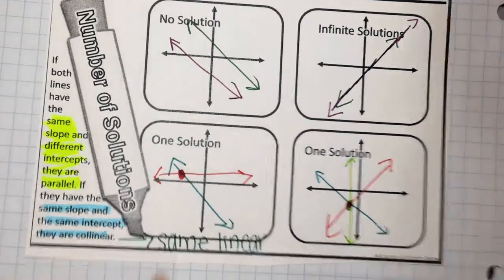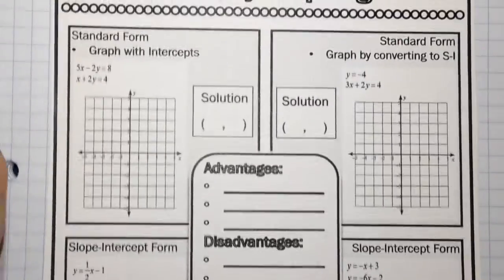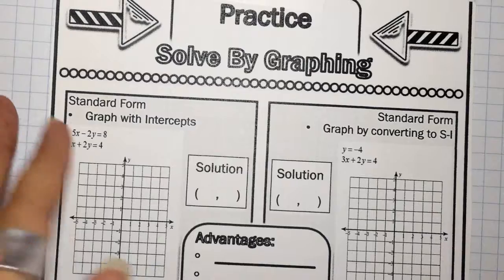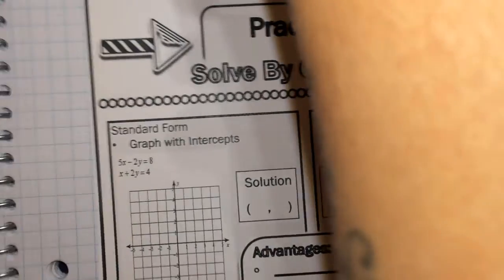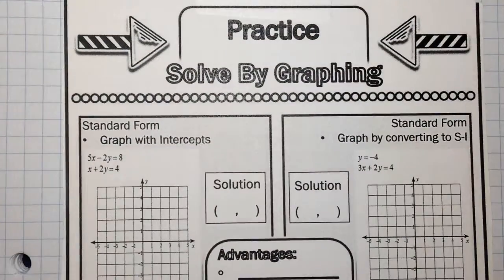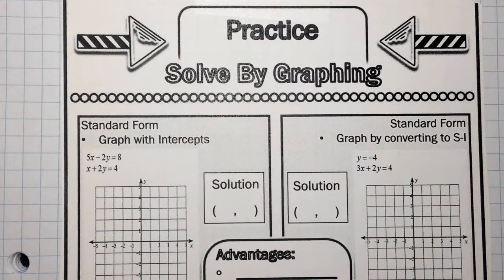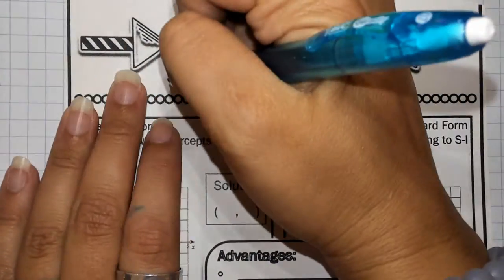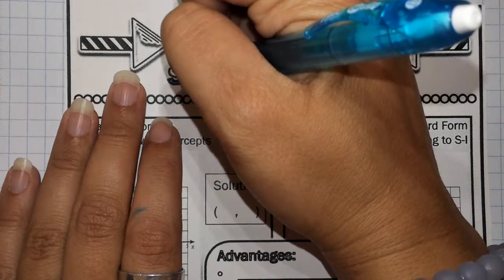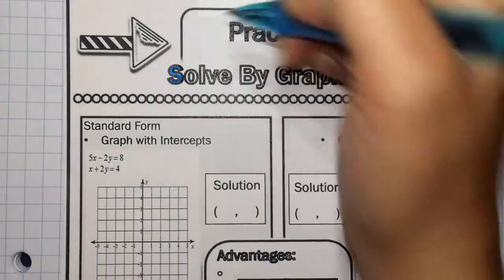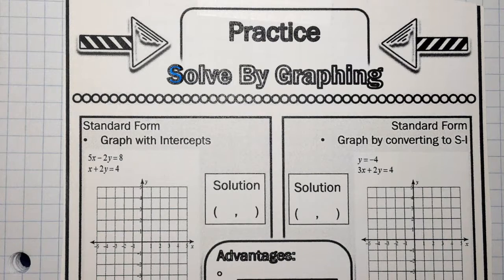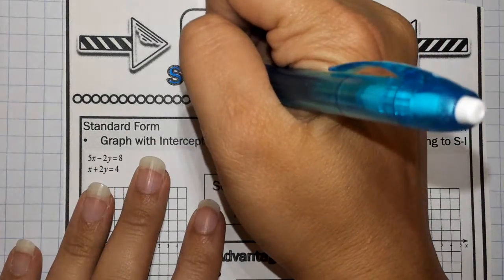Alright, so last year we learned 3 different ways to graph. Who can tell me the first way that we learned? Standard form. And what did we find when we did it in standard form? How did we graph in standard form? What did we look for? And the x-intercept. Oh my gosh, I'm so proud. Good job.